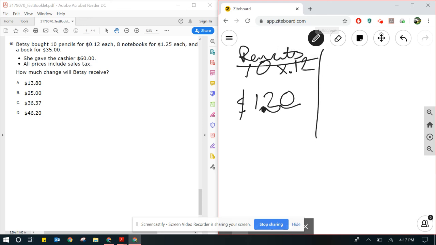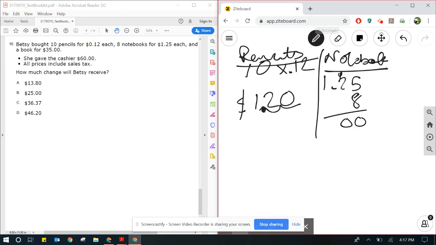Then I have my notebook. For my notebook, I have $1.25 times 8. And if you know how to do this, 25 times 8. If I have 8 quarters, that gives me $2. So in your head, you could do this easily. You have $8 plus $2, it's $10. 8 times 5 is 40, 0 carry the 4. 8 times 2 is 16, plus 4 is 20, 0 carry the 2. 8 times 1 is 8, plus 2 is 10. Put my decimal in because there's 2 decimal places. So this is $10. So I've got $1.20 plus $10.